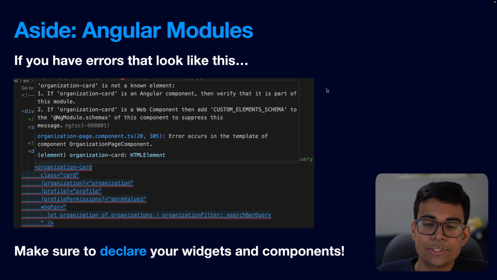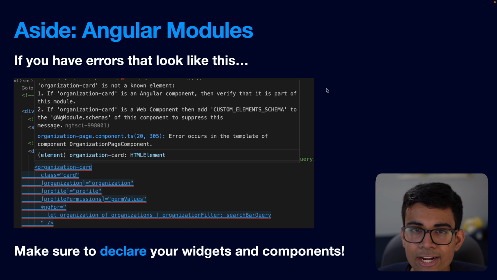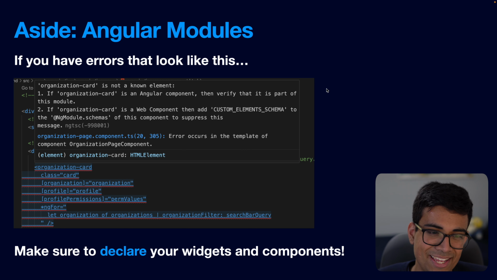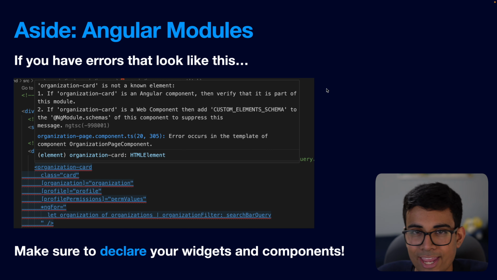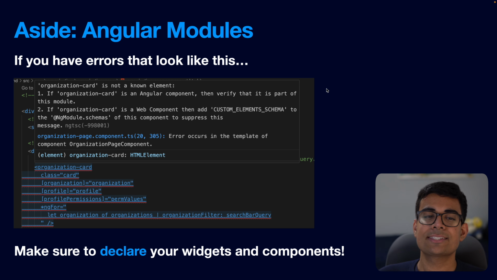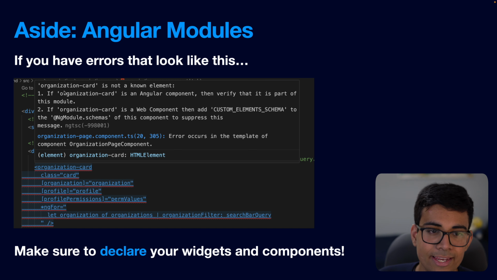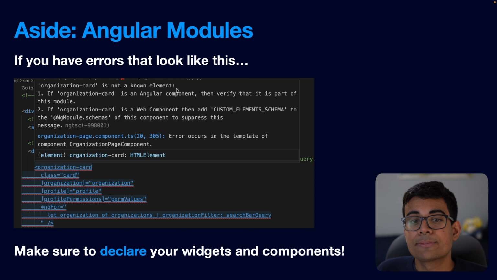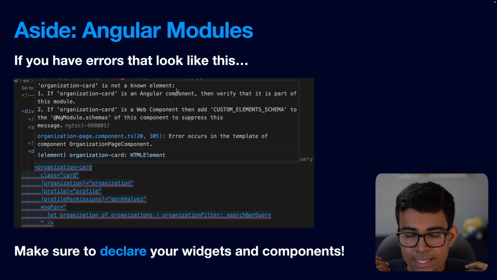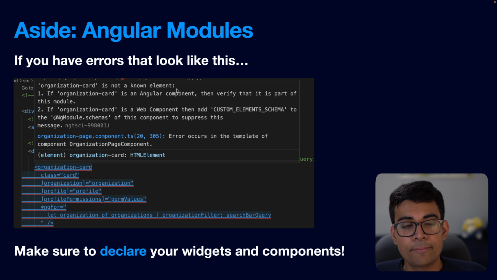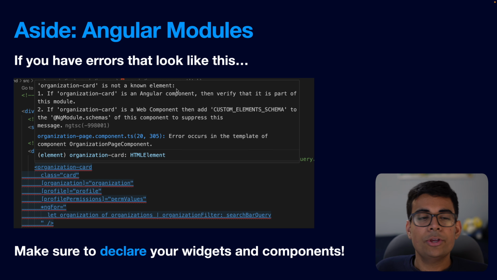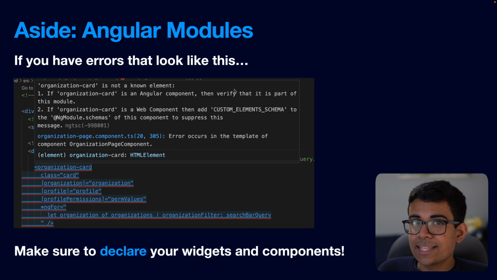Now, the last thing that I wanted to point to here is an error that you may have gotten at some point, either when working with your widgets or working with your components. And this error says something like, X, some element, is not a known element. It says, if it is a component, verify that it's part of this module. You probably had no idea what this means, but now it might be a little bit easier to debug this error. Because what it's saying is that if what you're trying to reference in your HTML cannot be found, make sure that it's accessible from the module that you're in, right?